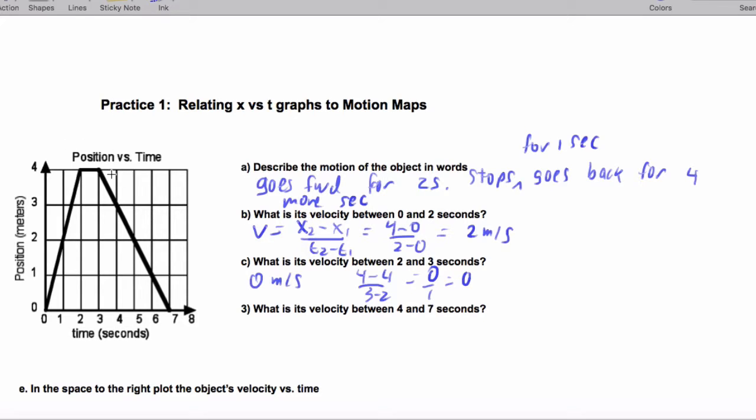And then the velocity between 3 and 7 seconds. Let me actually slow down and do this calculation. I'm going to do one of these calculations. So here I am at 7, 0. And here I'm at 3, 4. So when I get the velocity, that's going to be 0 minus 4 over 7 minus 3. And that ends up being negative 4 over 4, which is negative 1 meters per second.